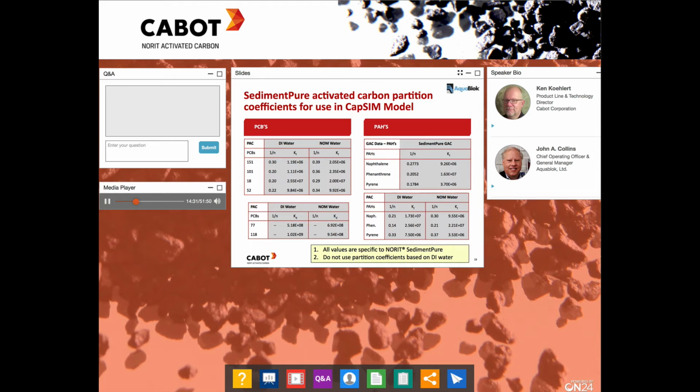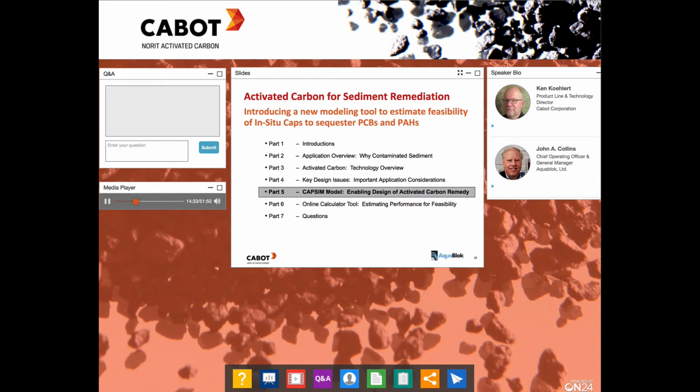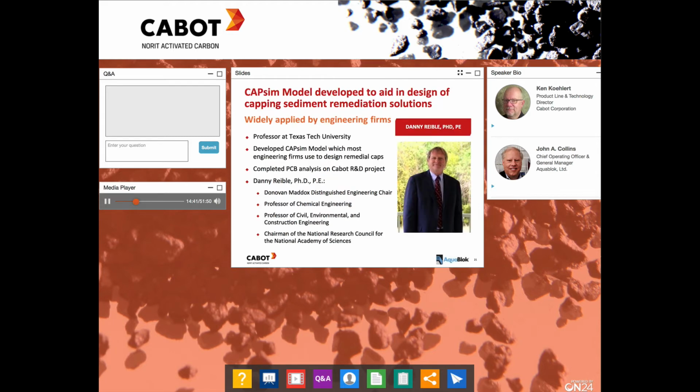As John mentioned, we'll now switch gears and review the CapSim model. Danny Reible is the Donovan Maddox Distinguished Engineering Chair at Texas Tech University. He's a renowned expert in the field of sediment remediation. He and his research group developed the CapSim model, which is widely used by engineering firms to design remedial caps.